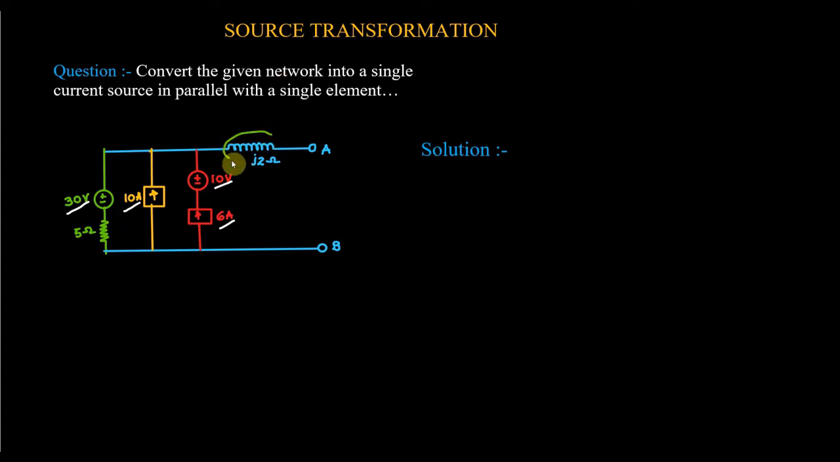This element is actually called the inductor. Okay, so don't get confused that we have a resistance here; this element we will call an inductor, whose value is given as plus j2 ohm. Here j represents the imaginary term, and 2 is its ohmic value, so we will consider it just like a resistance. This j2 ohm represents the reactance of this inductor, which is called the inductive reactance. Now we have to solve this question.